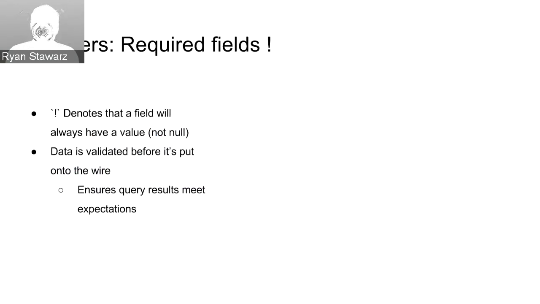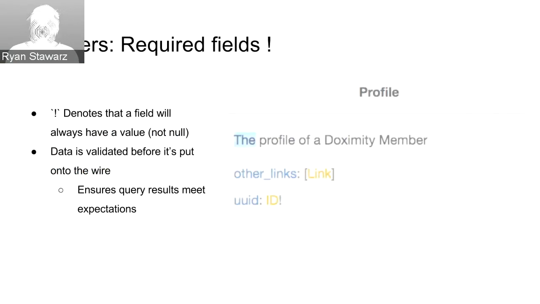So required fields are marked with an exclamation point. It denotes that a field will always have a value, meaning it's not null. So you will not get a null value with a field that's marked with an exclamation point, which is really cool for a couple of reasons. As a client, when you're making a request and you're looking at the UUID, you know that if you ask for the UUID off the profile, you're going to get a value back. It will never be null. You don't have to worry about checking null. You know it's always going to be there.